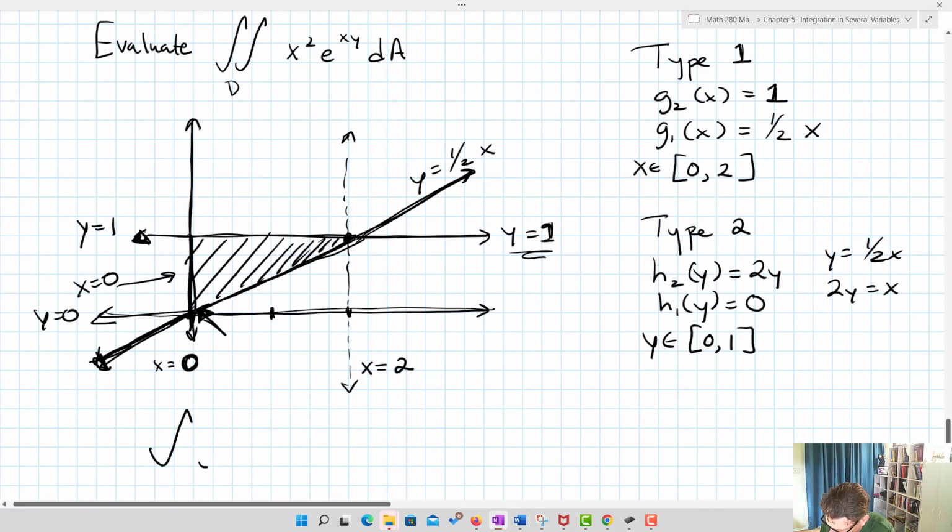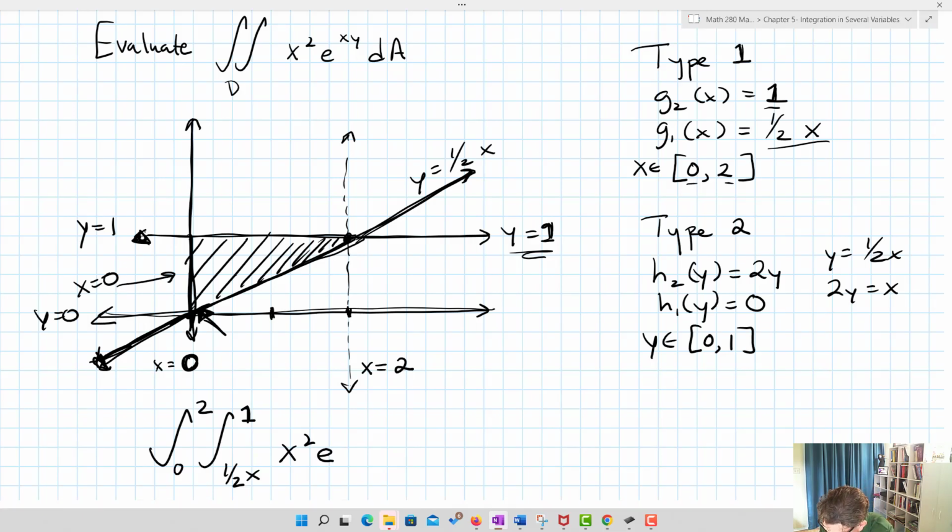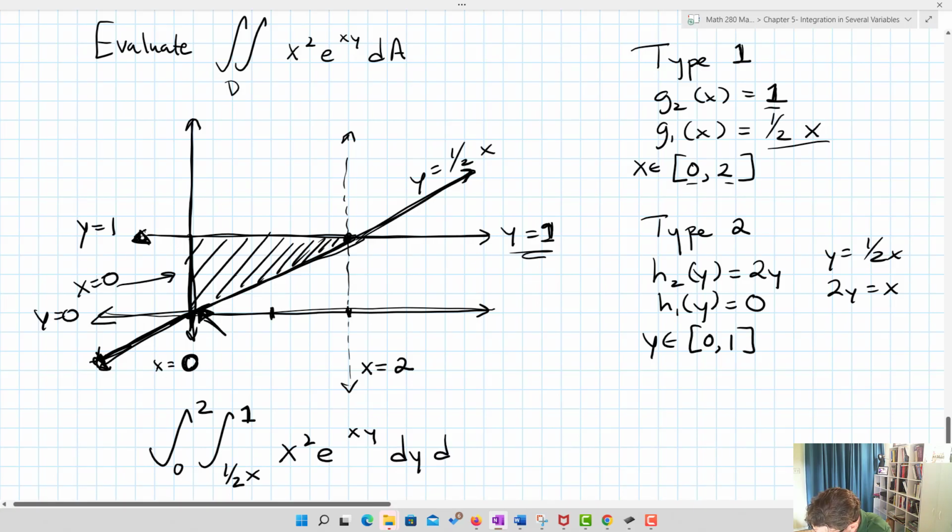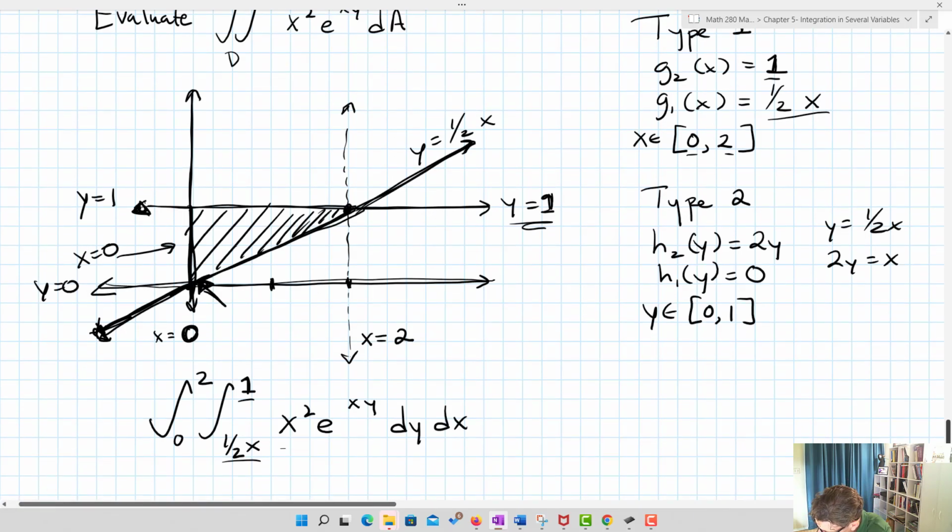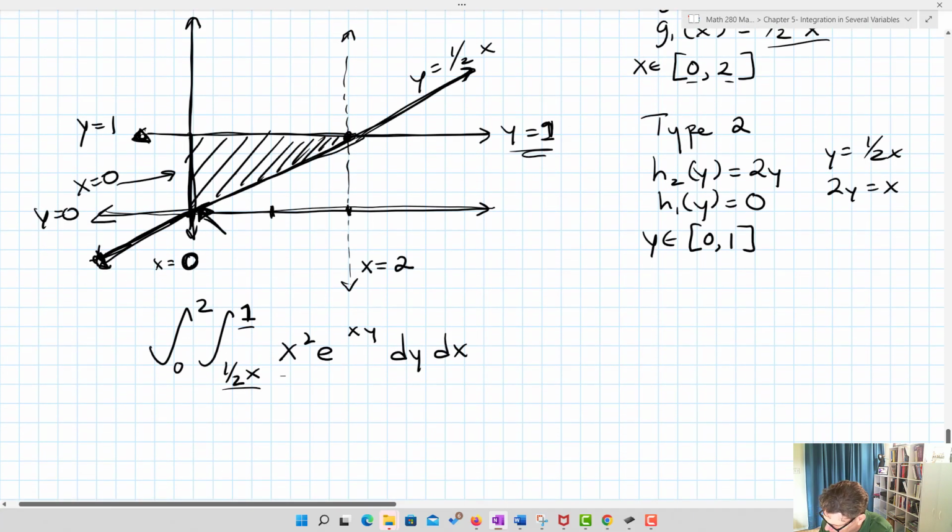It's going to be the integral. We're going to first put in our functions of x. Top one is 1/2 x, or excuse me, bottom one is 1/2 x. That's the bottom. Top one is 1. And then our bounds of integration are going to be from 0 to 2. And we'll do x squared e to the xy dy dx, because we're going to integrate with respect to y first. These are y equals functions of x. So that's our type 1.